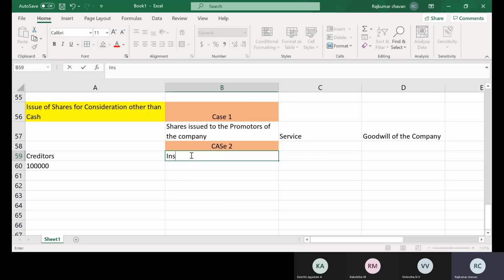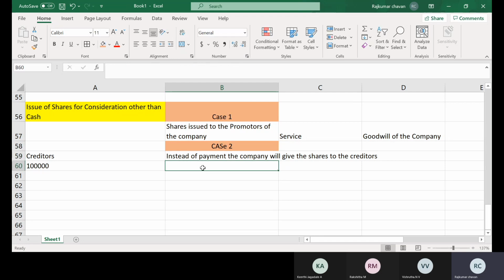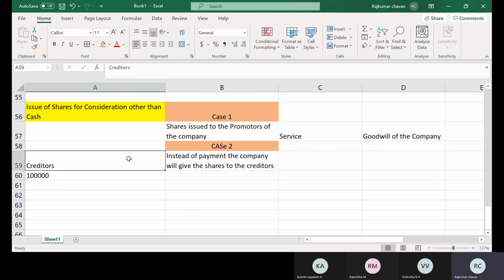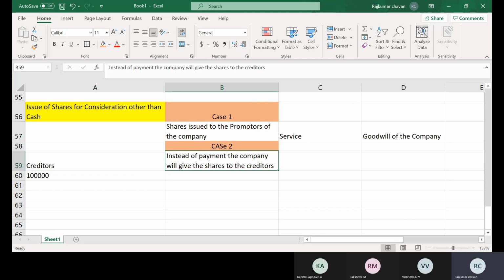So instead of cash, the company will give the shares to the creditor. Do you know this one? This can also happen. Can this happen? Yes, sir.